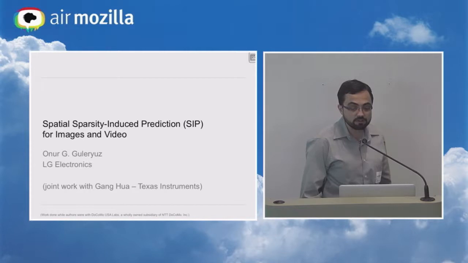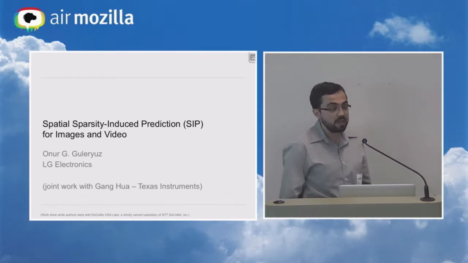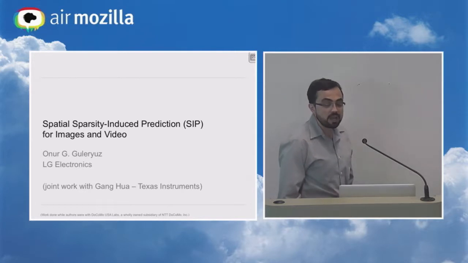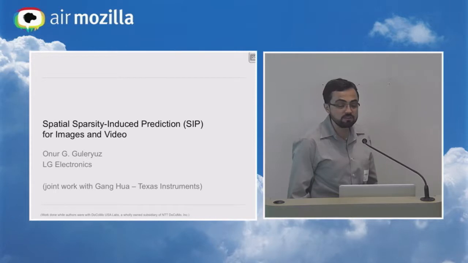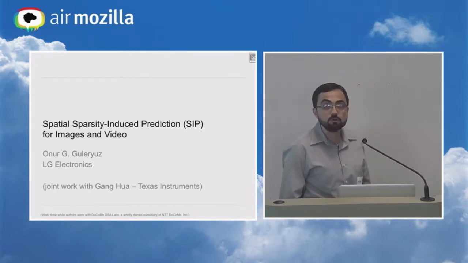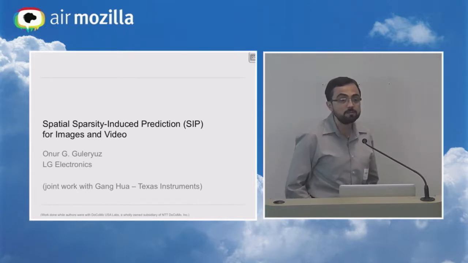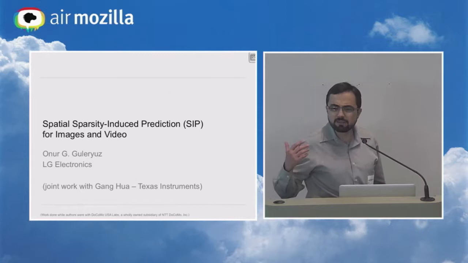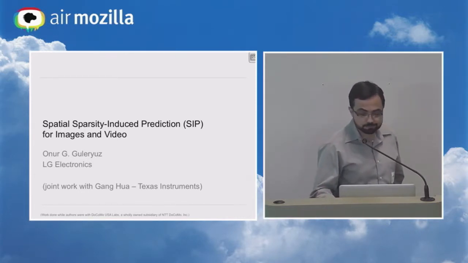The title of my talk today is Spatial Sparsity Induced Prediction for Images and Video. This is joint work with Ganghua. Gang is with TI now. We actually did this work, or at least started this work, a while back when we were both with NTT Docomo. Docomo had a research lab in Palo Alto. I think they still do, but it's mostly downsized now.